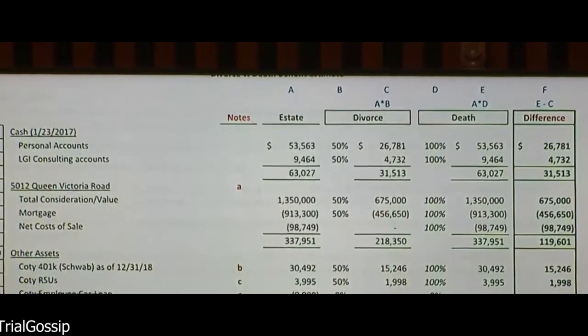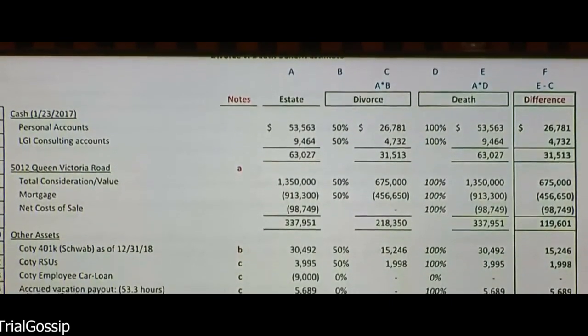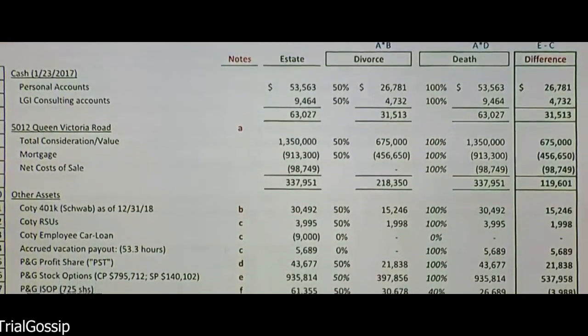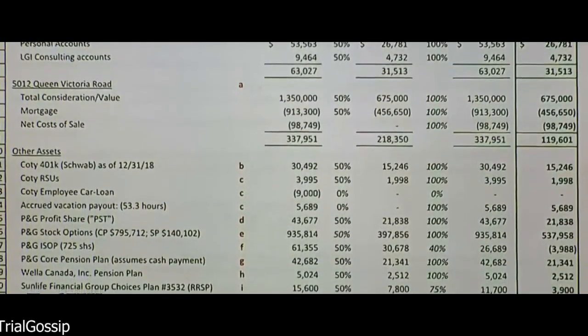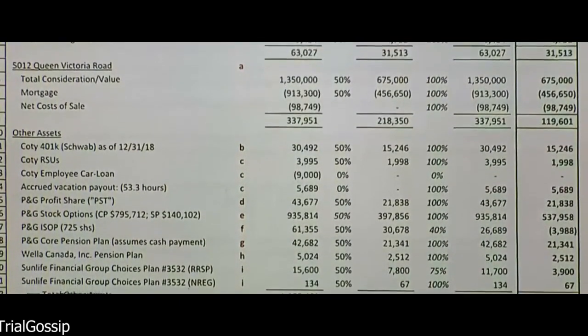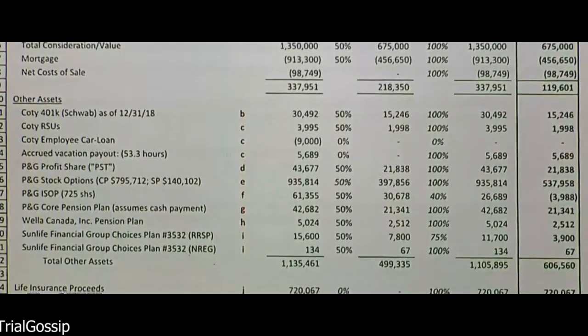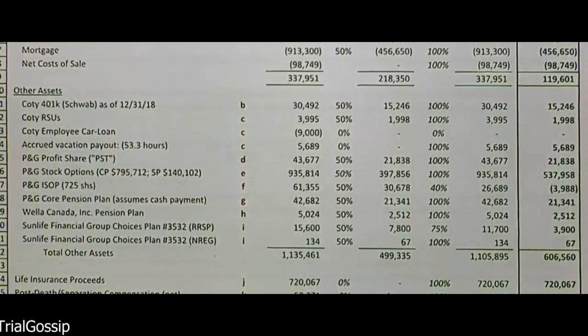Making this chart, creating this chart, did you also perform some calculations to determine the difference between what the defendant would have gotten in a divorce situation versus if her husband died because he was murdered? I did. That's column F on the far right side. That's the delta, or the difference, between a divorce scenario and a death scenario. Okay.